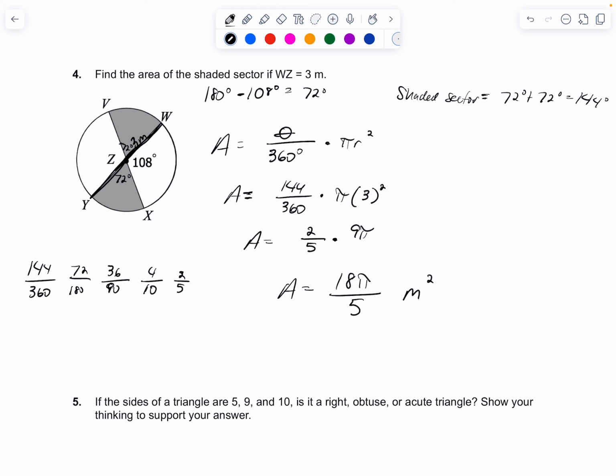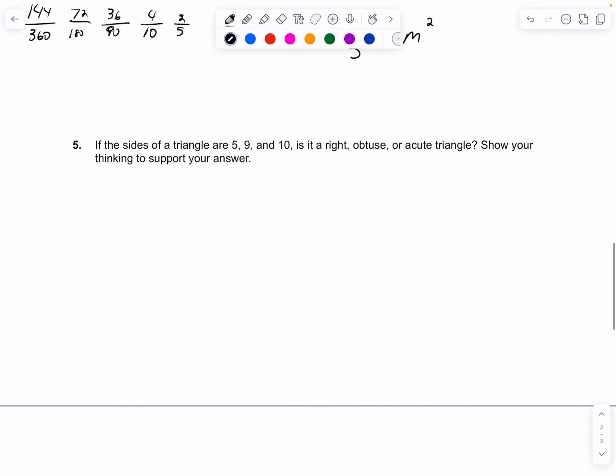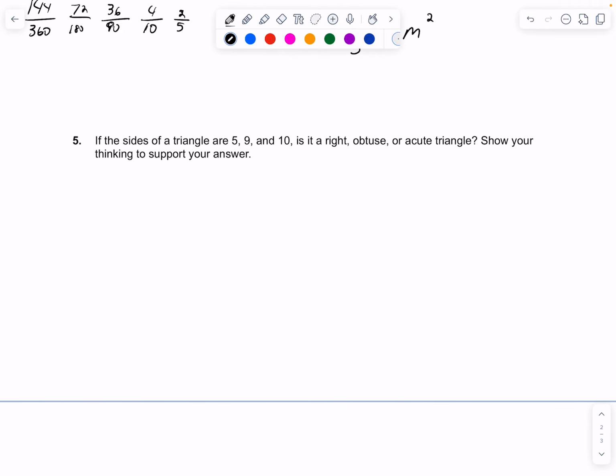Okay, let's go to number 5, our very last one. The sides of a triangle are 5, 9, and 10. Is it right, obtuse, or acute? Show your thinking to support your answer. Well, I first know that this is a triangle because if I add any two sides together, they are more than the third side. 10 plus 5 is more than 9. 5 plus 9 is more than 10.